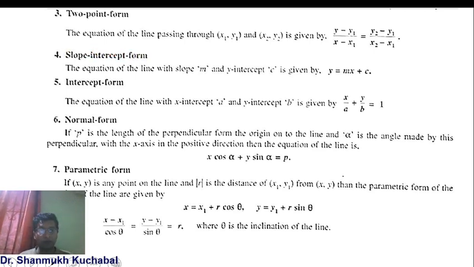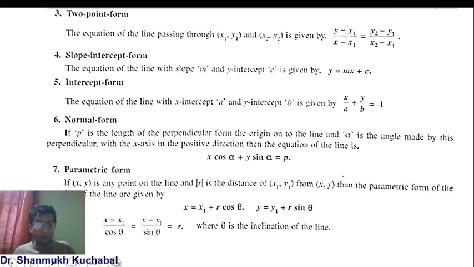Next, slope intercept form. Slope intercept form means y equal to mx plus c. Here y is the y coordinate, x is the x coordinate, m is the slope, and c is the intercept, that is, a length present on a particular graph. So c is called the intercept.